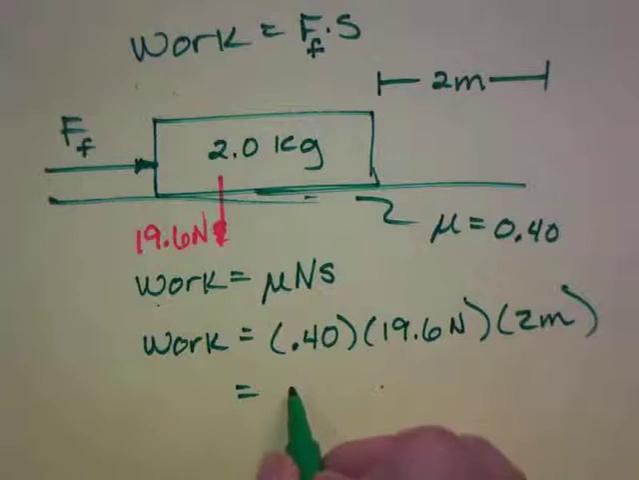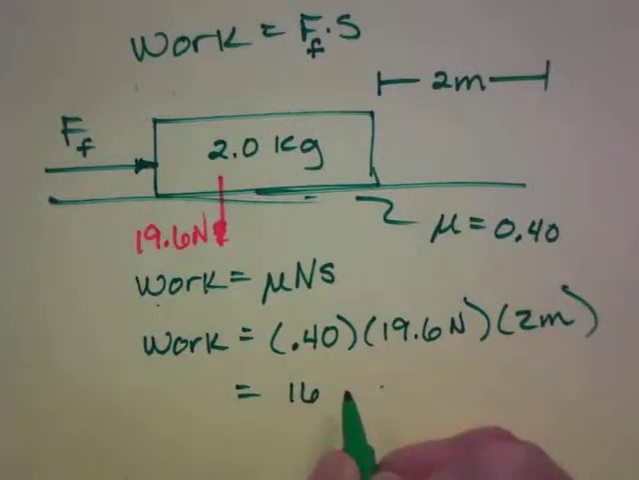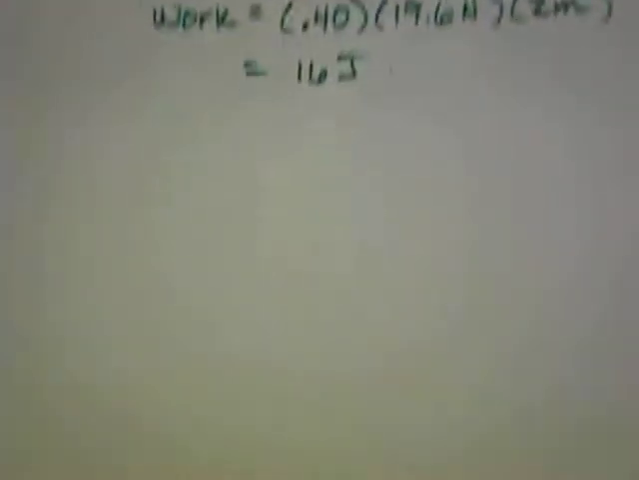What did you get? Did somebody already type this in? 15.7. Okay, 2 sig figs? 16. Units? Joules is correct. Okay, so that's one type of problem.